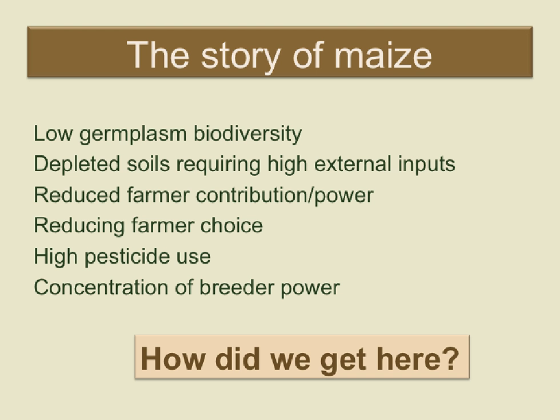So the farmers are becoming more and more estranged from the activities that we used to associate with farming. They are now more given farming protocols and technology packages. Hence, there is a reduction in farmer choice of what they can grow. There are higher and higher pesticide usages, and there's a concentration of breeder power. And the breeders are those who sell the seeds. So how did the US, and many other parts of the world, get there?